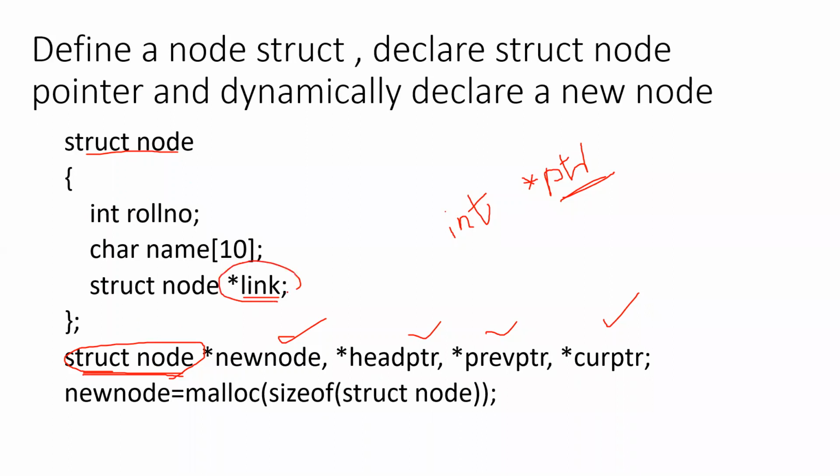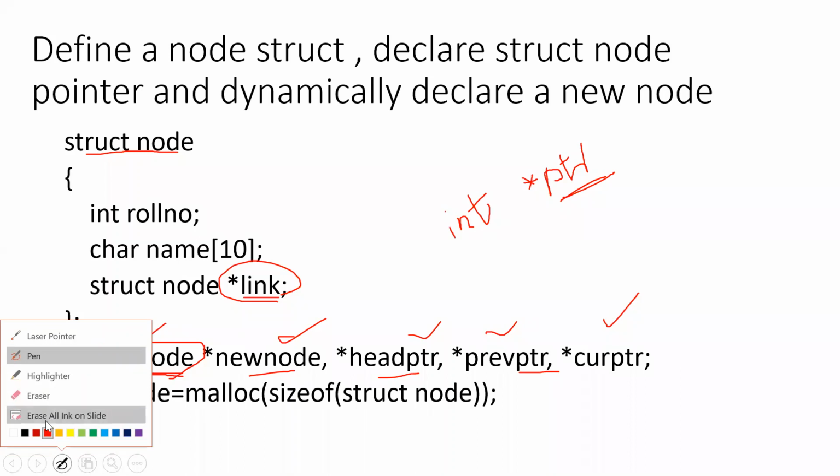Here you see the link is storing the address of another node, right? So here, new node, head pointer, previous pointer are all pointers which should be storing the address of another struct node. Got it? That's why I'm declaring them of struct node data type.